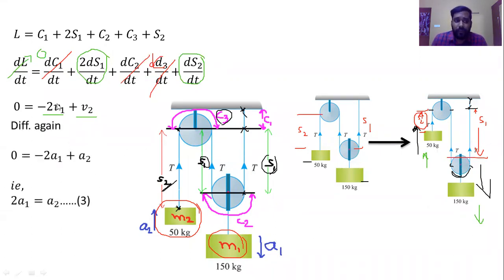Differentiating again, v1 by dt is the acceleration. So minus 2a1 plus a2 equals 0, otherwise 2a1 equals a2. This is our equation. You just need to write this equation. You don't need to derive this equation, okay, so it won't have relevance for the answer. You just need to write this single equation: 2a1 equals a2.